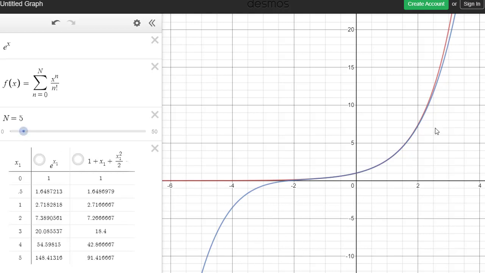So this is an example of a fifth-degree polynomial. This fifth-degree polynomial does a pretty good job of approximating e to the x, at least between -2 and 2. So if I wanted to know the value of e to the 1/2, or the square root of e, this fifth-degree polynomial would do a pretty good job.